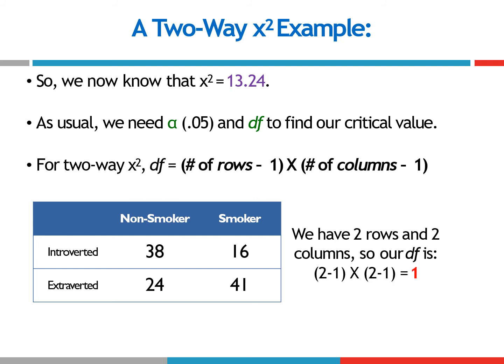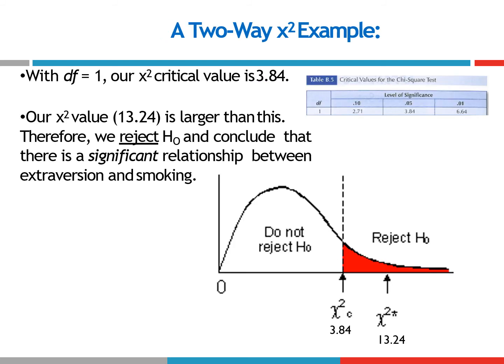Okay, so 2 minus 1 times 2 minus 1 is equal to 1. So with a degree of freedom of 1 and an alpha level of 0.05, we know that our critical value is 3.84. Okay, and we're going to apply exactly the same decision rule.